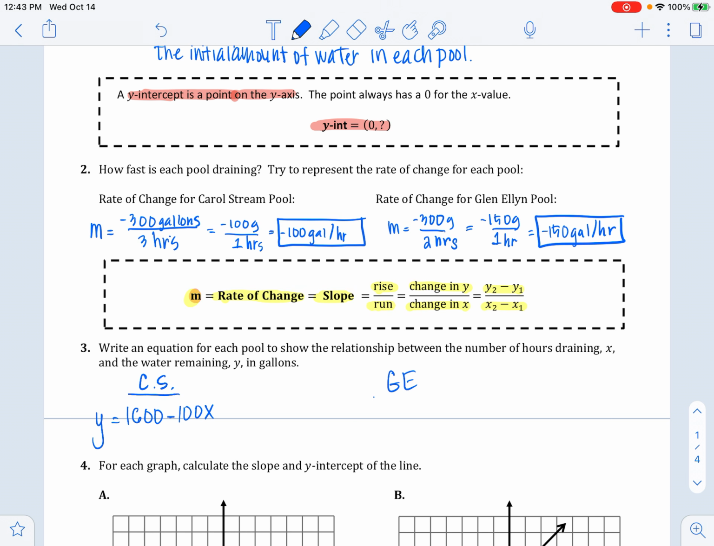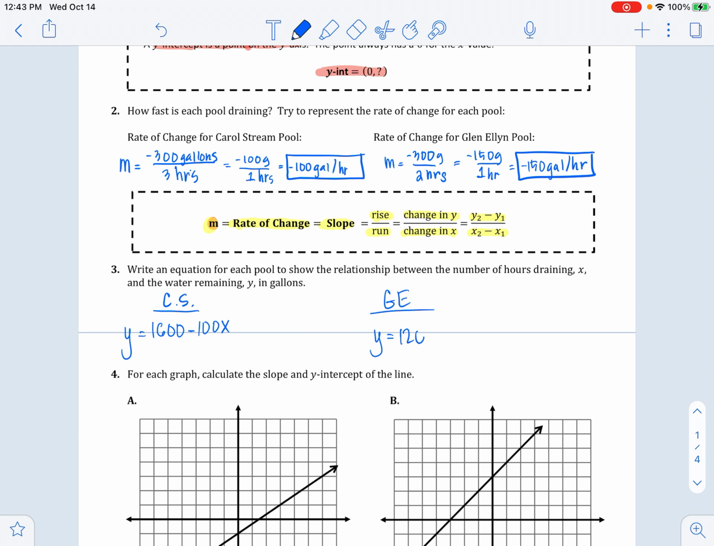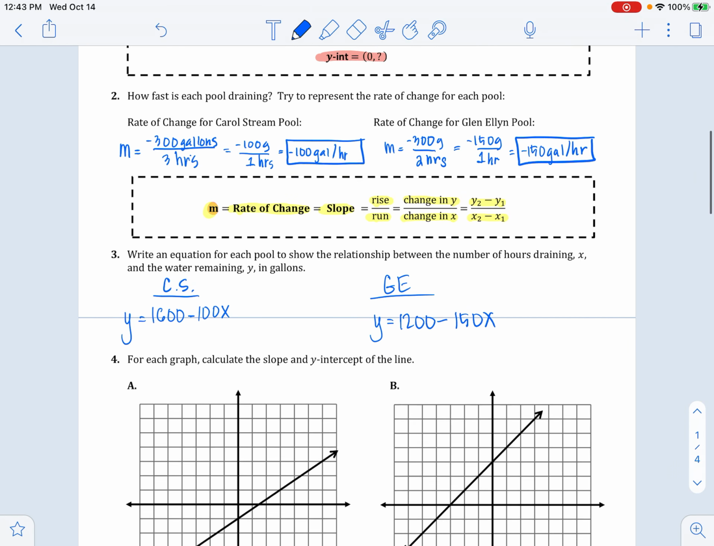All right, for Glen Ellen, I'll do GE. For Glen Ellen, y equals. And once again, I can do negative 150x and then plus what it started off at, which was 1,200, or I can do 1,200 minus 150x. Either one is fine. Okay?